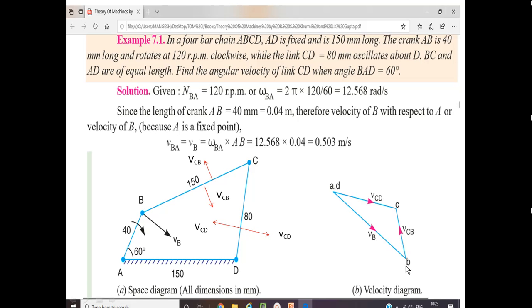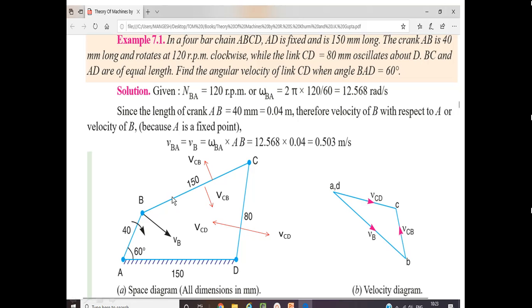Now what is the point remaining? The C point is remaining. So what to do regarding point C? Point C is in connection with the links BC and CD. Okay, so it means that link BC will have a certain velocity which will be perpendicular to the link BC, because every link will have a velocity whose direction will be perpendicular to the given link.